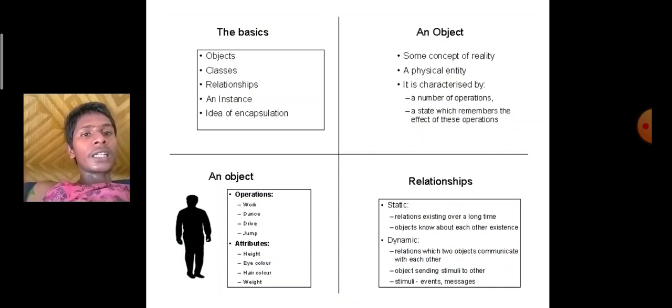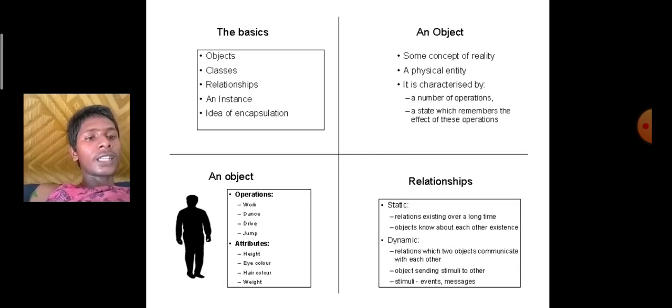The basic ideas: object, classes, relationships, instances, and encapsulation. An object is some concept of reality, a physical entity. It is characterized by a number of operations and a state which remembers the effect of these operations. An object's operations are work, dance, drive, jump; its attributes are height, hair color, eye color, weight. A static relationship exists over a long time, where objects know about each other. A dynamic relationship is one in which two objects communicate with each other, sending stimulation to other objects through events or messages.